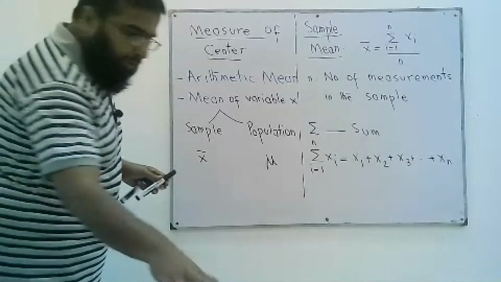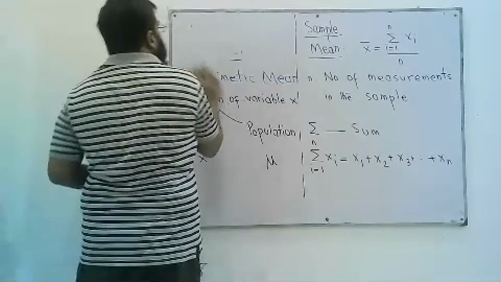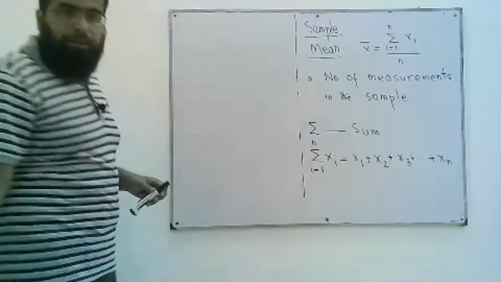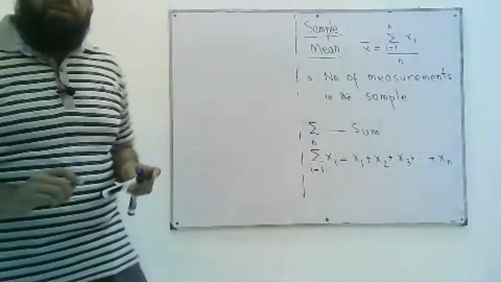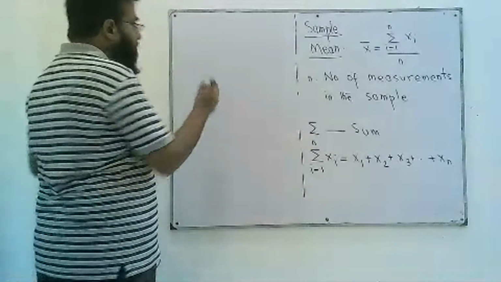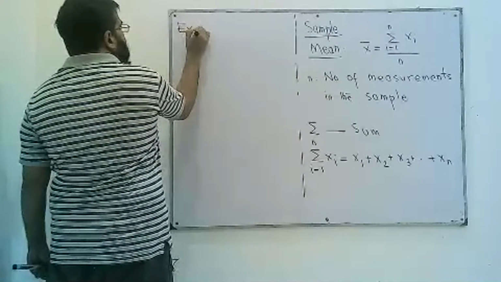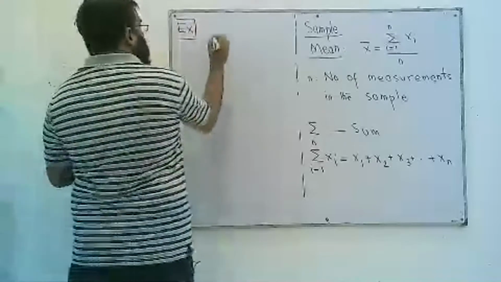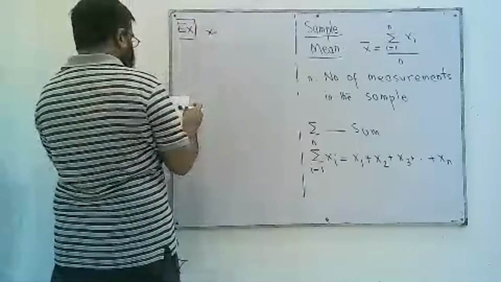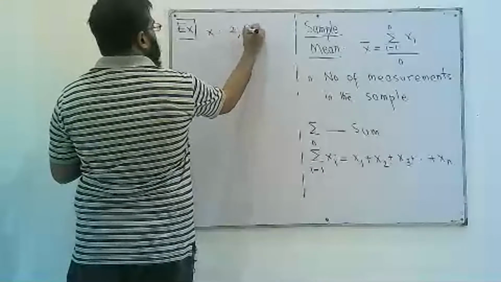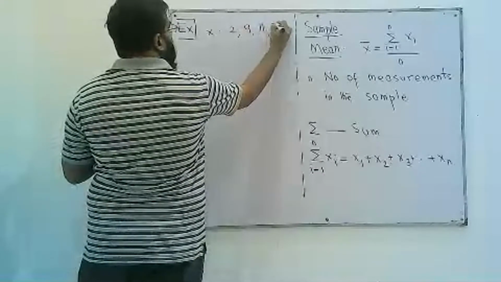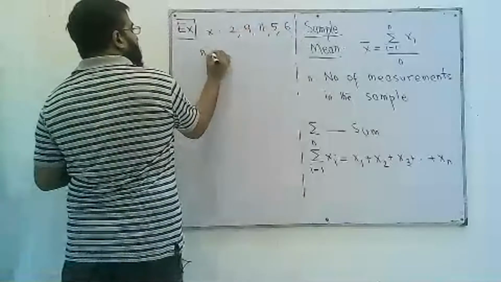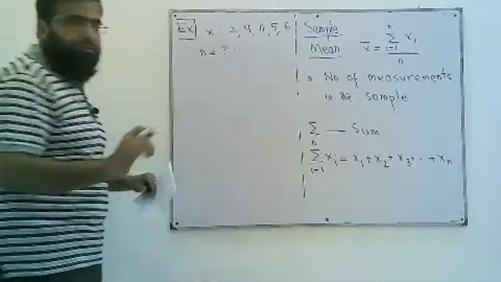Right, everything is set, and now we are going to solve an example over some data. The data given is x. The data x is given to be 2, 9, 11, 5, and 6. What should be the n? I've asked in my notes what should be the n.